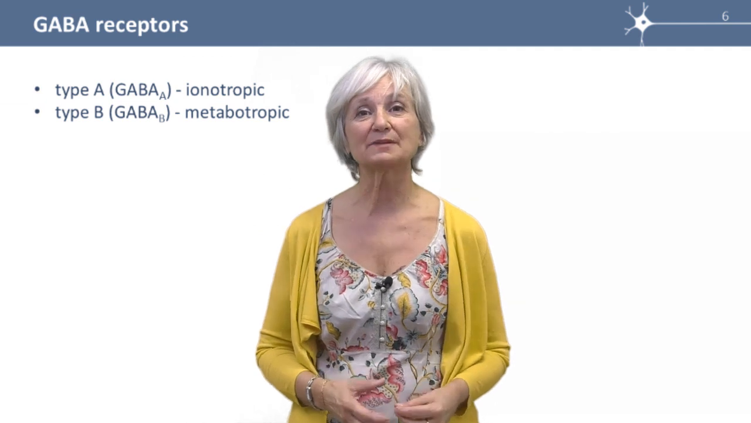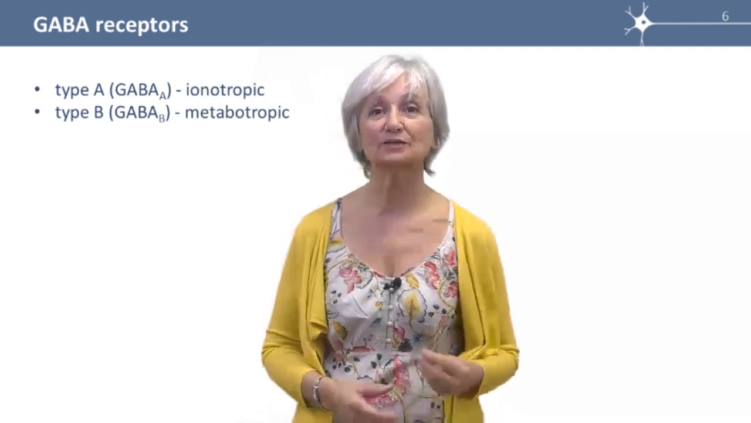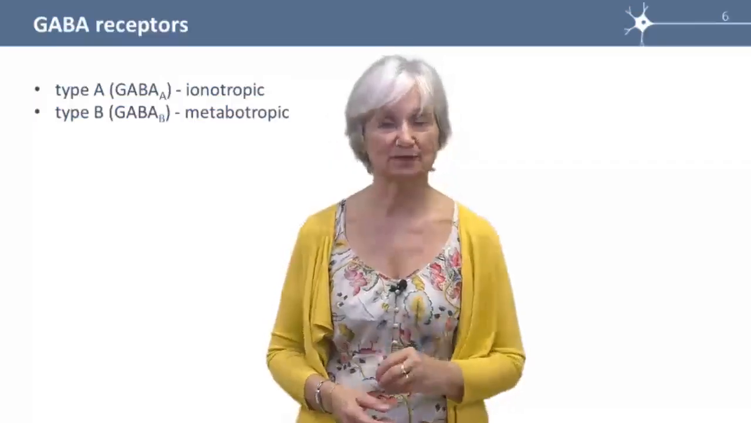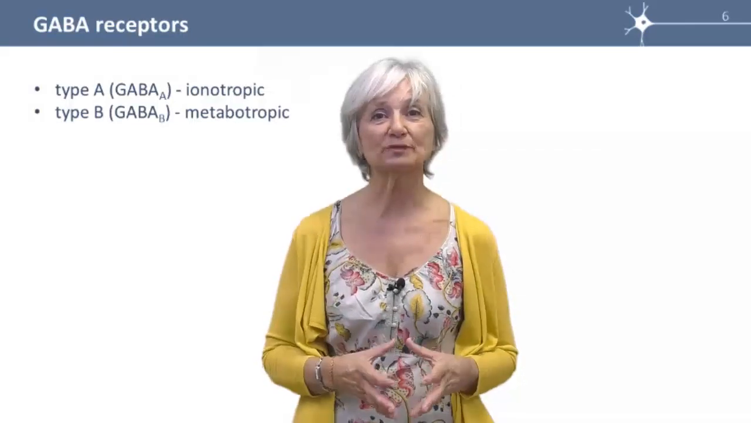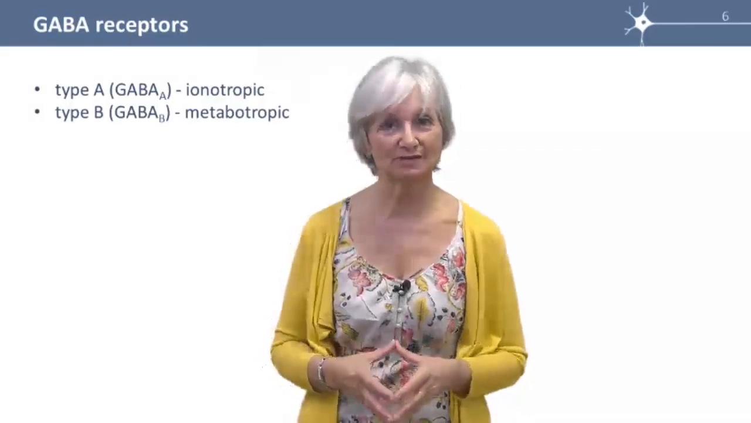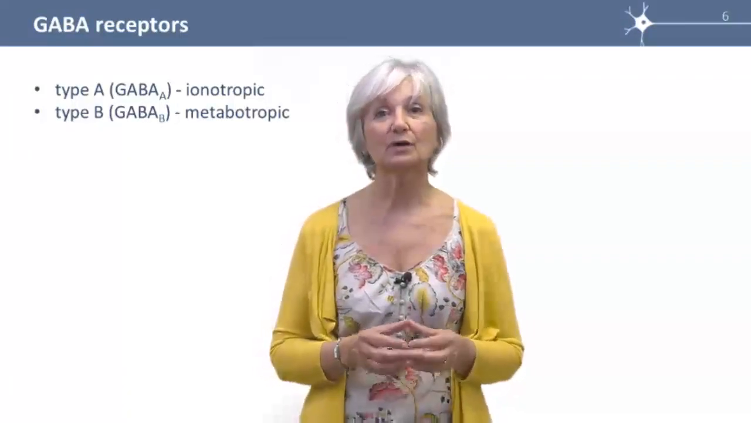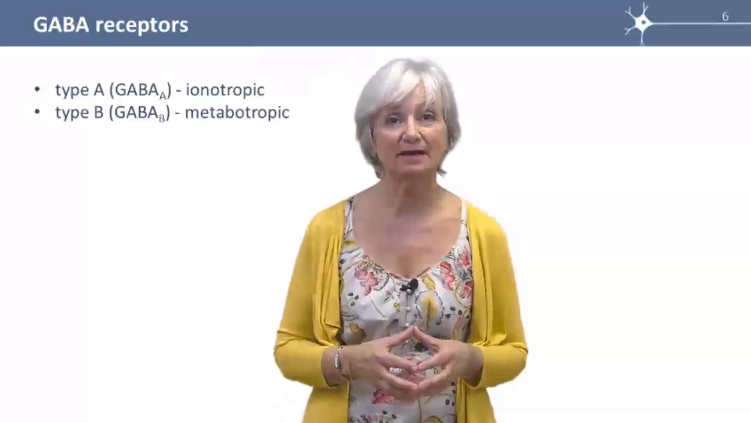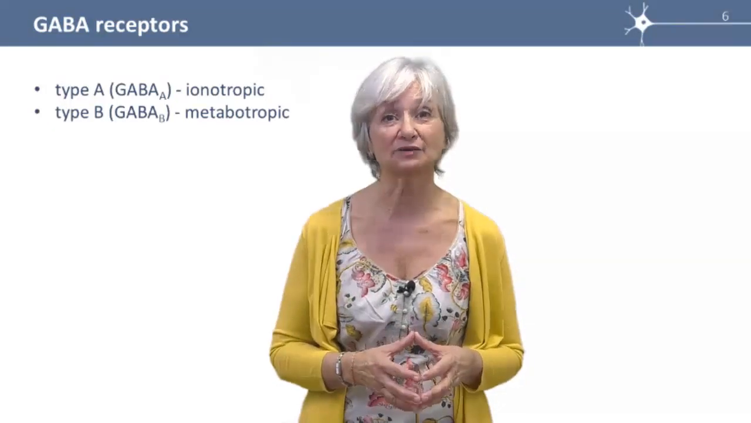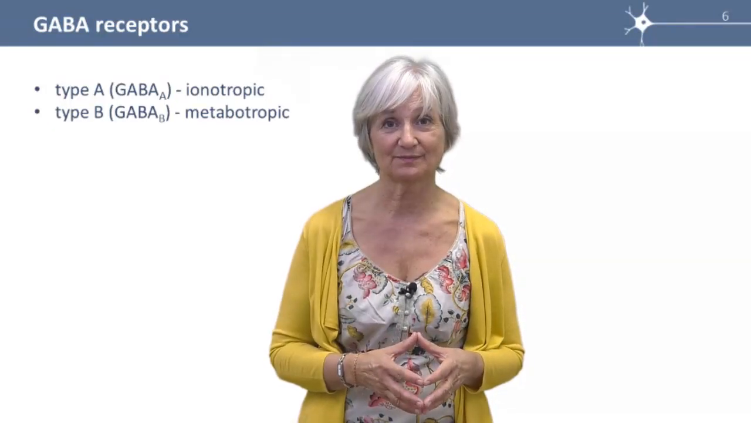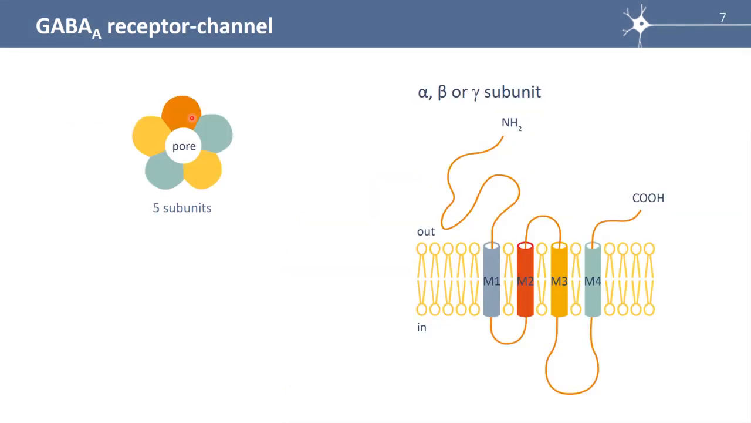There are two types of GABA receptors, ionotropic and metabotropic. Ionotropic receptors are receptor channels, but metabotropic receptors are not receptor channels. We are going to study the GABA-A receptors, which are ionotropic receptor channels. The GABA-A receptor channel is made up of 5 subunits.